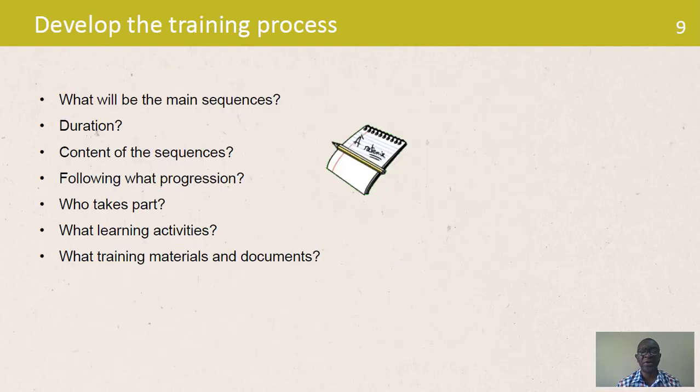Trainers will need to elaborate the sequence of events based on the following questions. What will be the main training sequences? How long will they be? What different content is covered in each sequence? Following what progression? Who takes part? Participants, trainers, special guests? What learning activities will be implemented? What training materials and accompanying documents will be required?